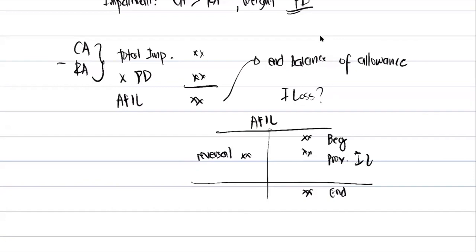The company estimates the following on December 31, year 1, December 31, year 2, and December 31, year 3. So the collection on December 31, year 1 is 95%, December 31, year 2 is 80%, December 31, year 3 is 50%. We compute for the probability of default. So what is the amount of AFIL at December 31, year 1?